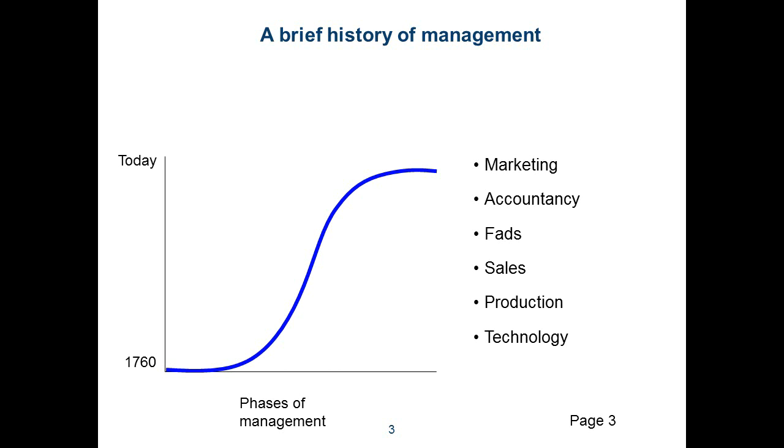You will see from this slide that I start my review in 1760, which was the start of the Industrial Revolution in the United Kingdom. This takes us through to today. The horizontal axis describes different phases of management. The first two, technology and production, were the principal features of the Industrial Revolution and resulted in millions of people moving from the countryside to towns and cities.